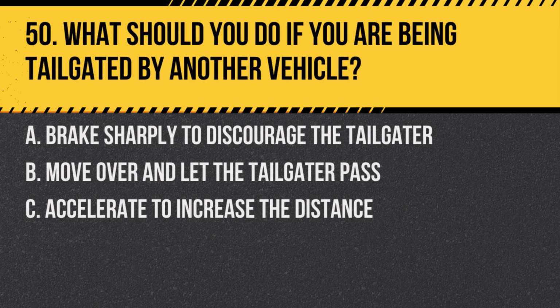Question 50. What should you do if you are being tailgated by another vehicle? A. Brake sharply to discourage the tailgater. B. Move over and let the tailgater pass. C. Accelerate to increase the distance. Answer. B. Move over and let the tailgater pass. If being tailgated, the safest action is to move over, if possible, and allow the tailgating vehicle to pass.